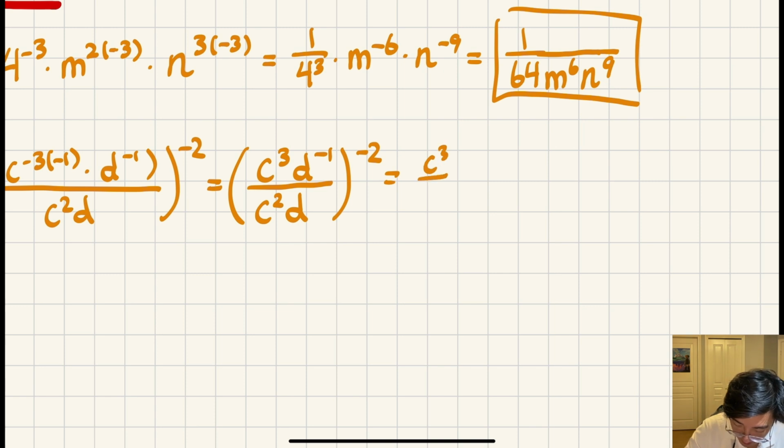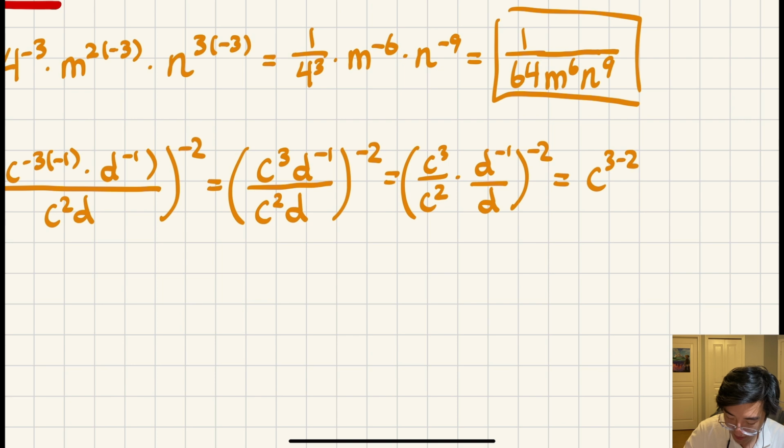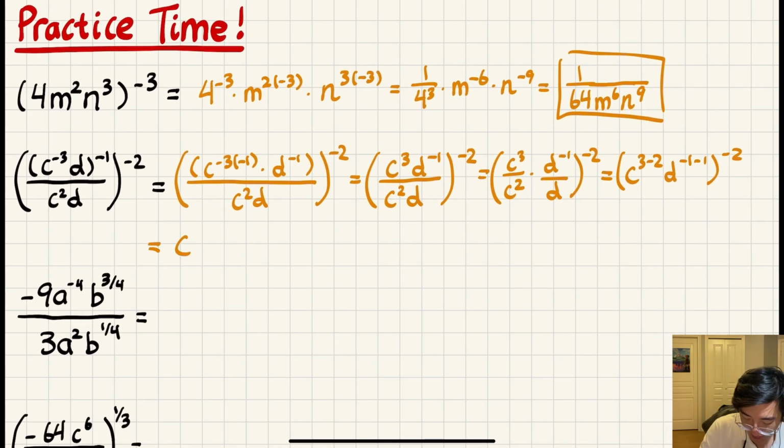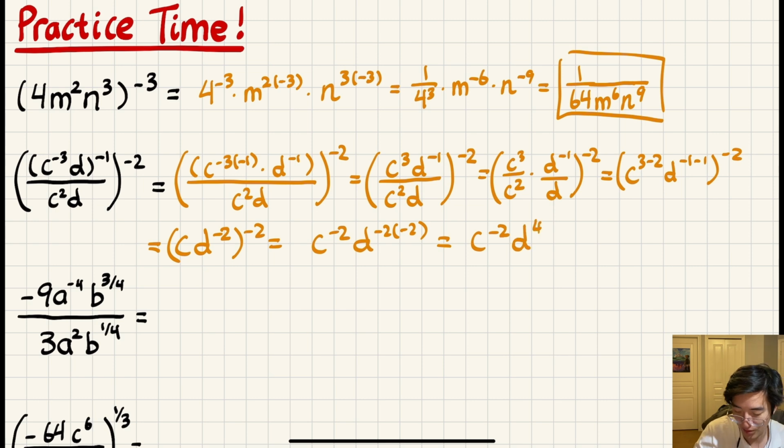We get c cubed over c to the power of 2 times d to the power of negative 1 over d, all that to the power of negative 2. So we have c to the power of 3 minus 2, and then d to the power of negative 1 minus 1. This gets us c to the power of 1 and d to the power of negative 2, all that to the power of negative 2. Take everything to the power of negative 2 here to get c to the power of negative 2 and d to the power of negative 2 times negative 2. So c to the power of negative 2 times d to the power of positive 4.